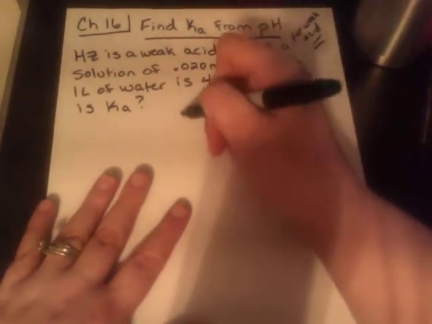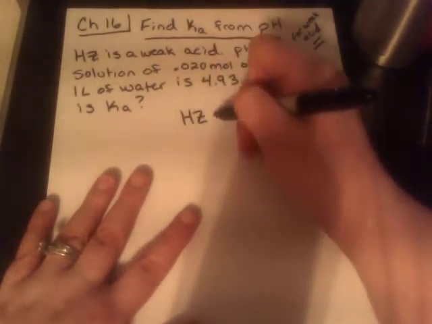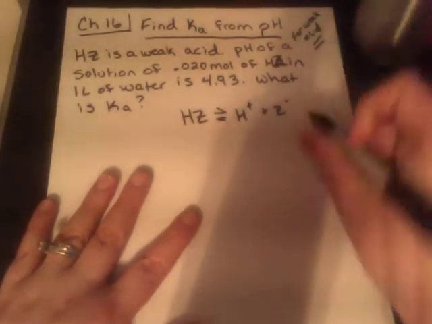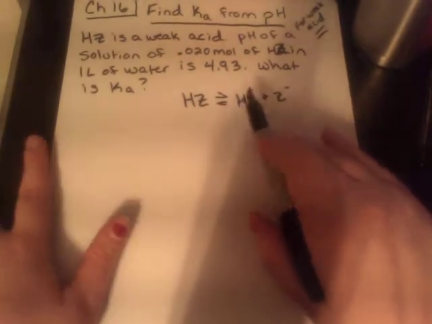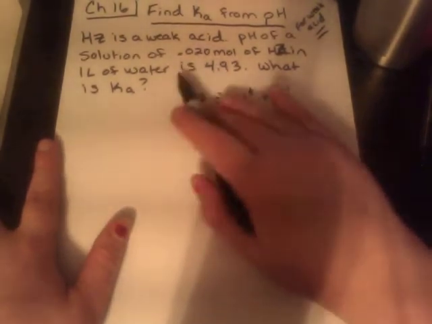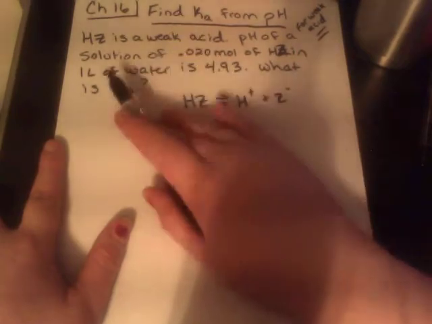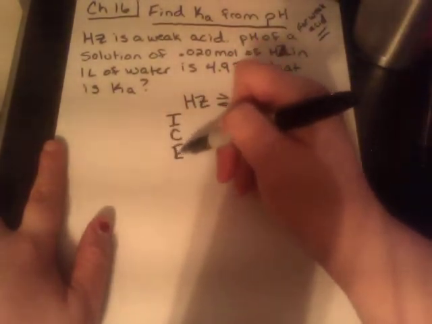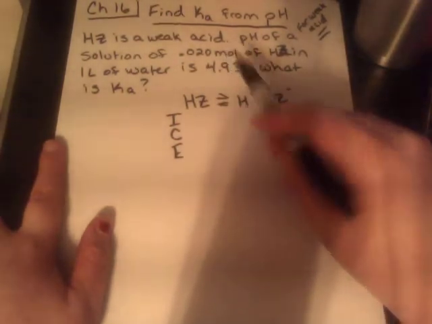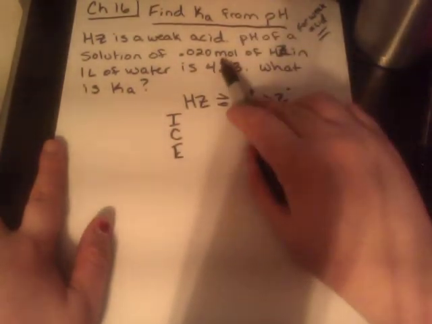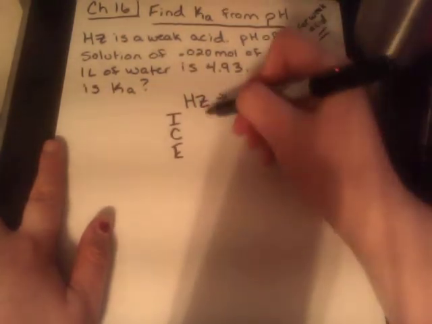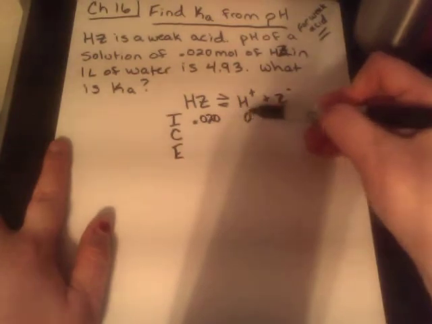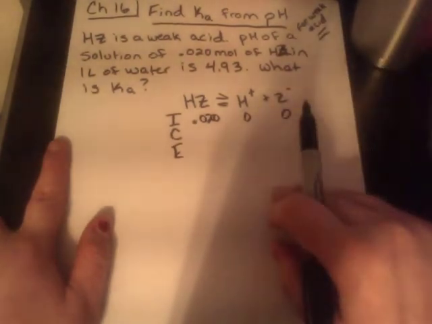First off, we can write the equilibrium expression. Sometimes I find that helps me and other people. What they're saying is that we have a concentration of 0.020 moles in 1 liter, so we can actually make an ICE table. It's not exactly necessary to solve this, but sometimes it helps people who are more visual. That many moles in 1 liter is just that molarity, so 0.020. And initially we're going to assume we have 0 and 0.